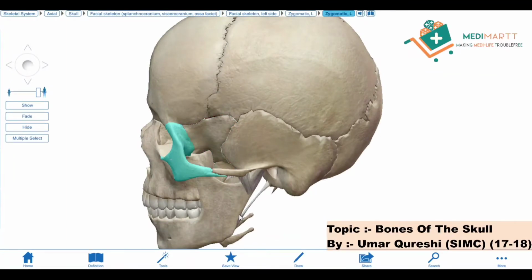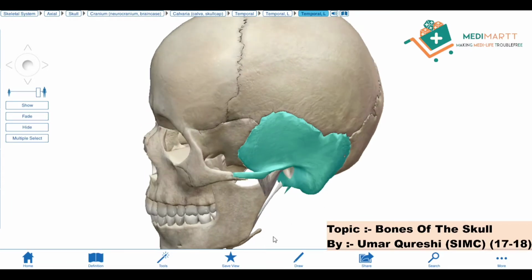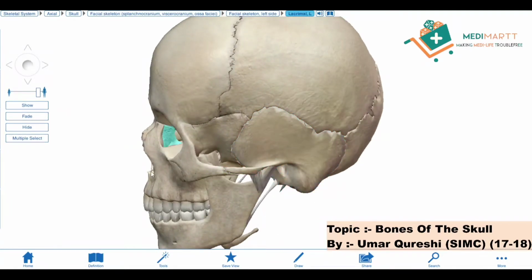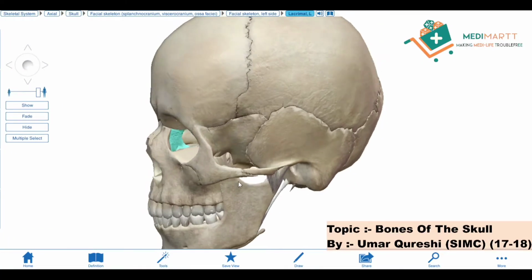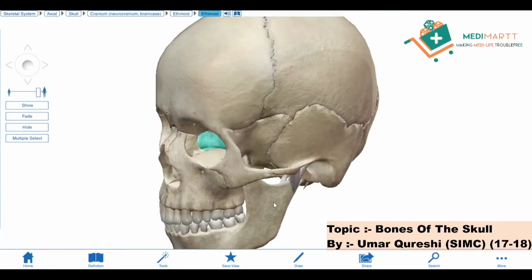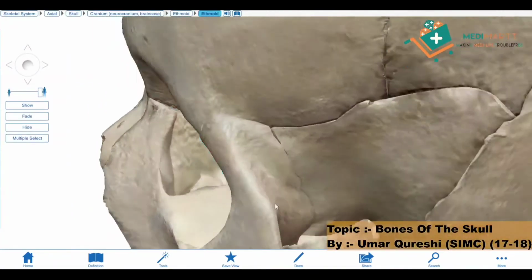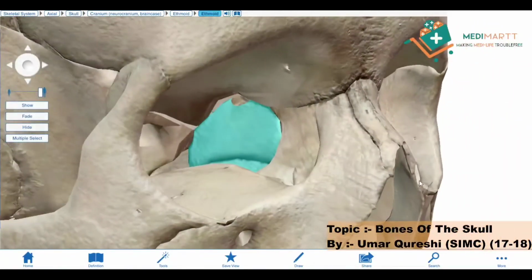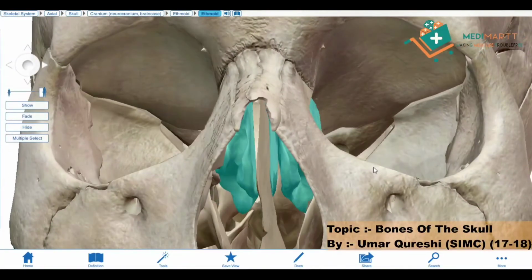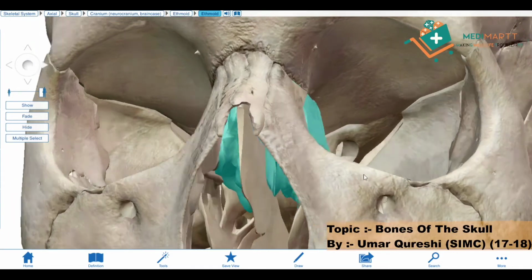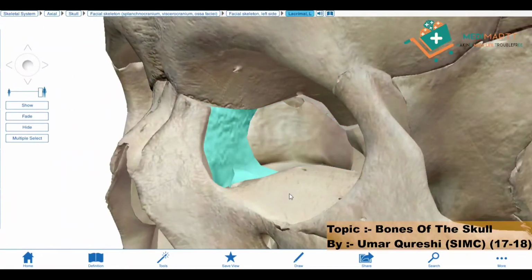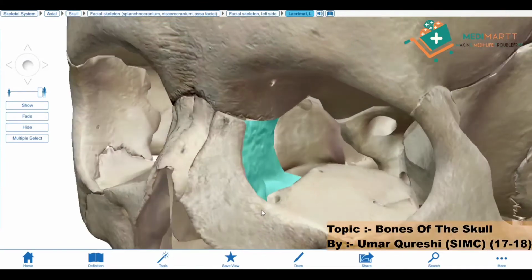This bone over here is the zygomatic bone, and the zygomatic bone is connected with the temporal bone. Okay, then this bone, you can see it is the lacrimal bone. Then this bone here is the ethmoid bone. You can see the ethmoid bone like this also. Okay, and this bone is the perpendicular plate of the ethmoid bone. So this is the ethmoid bone. Okay, and as I have told you, this is the lacrimal bone.